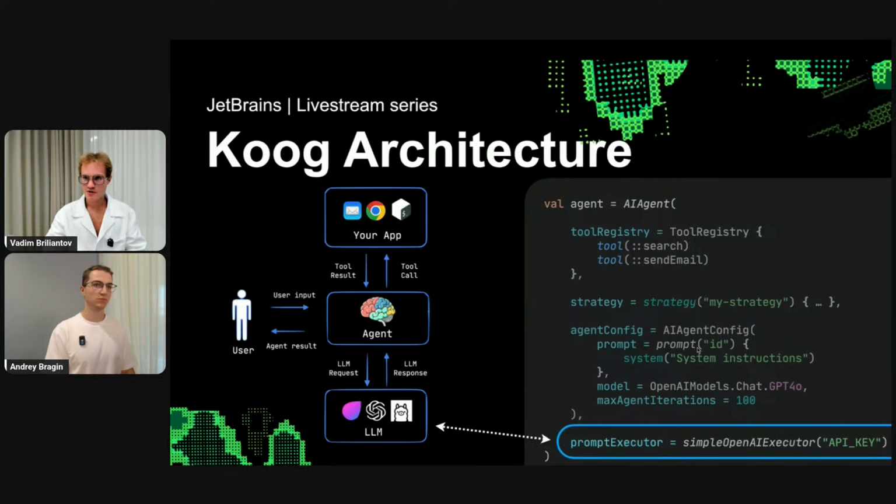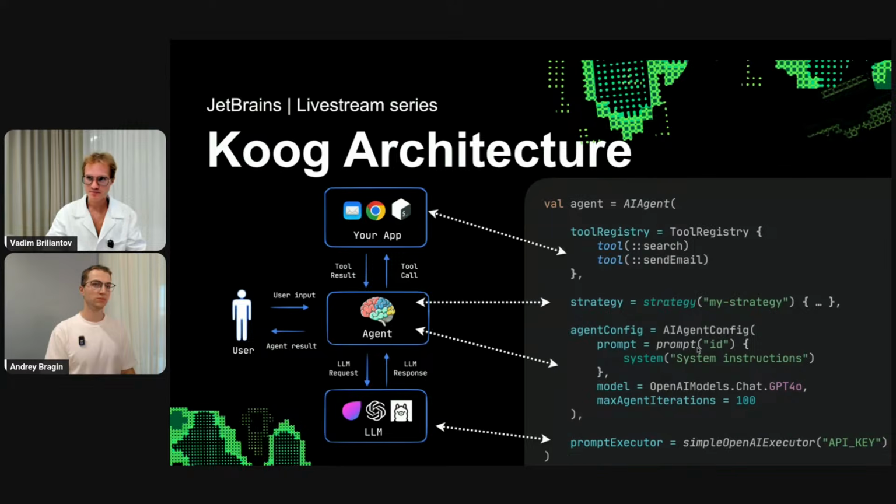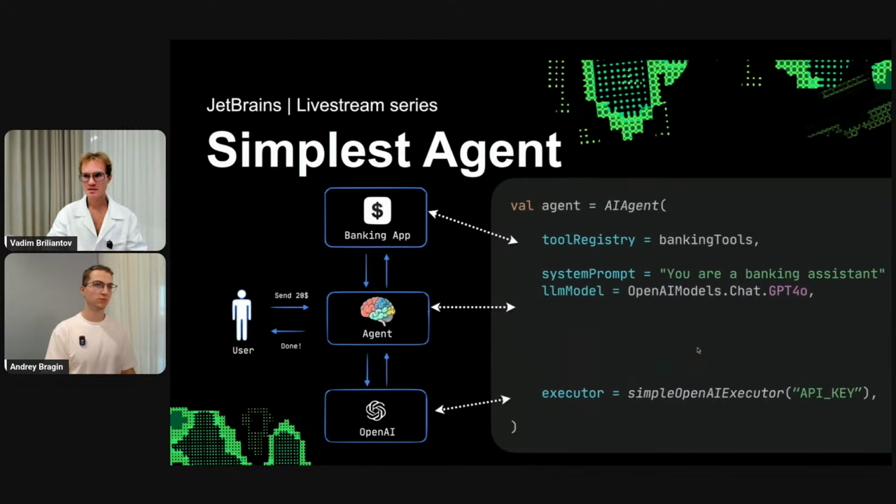Let me show you some concrete and simple example. The simplest agent. Let's imagine you are building a banking agent that will automate some banking operations. What you will do is provide some banking tools from your existing code. You will provide a task like "you're a banking assistant." You'll provide a model like GPT-4o, and you will connect to OpenAI. That's it. One, two, three, four lines of code. That's going to be working.